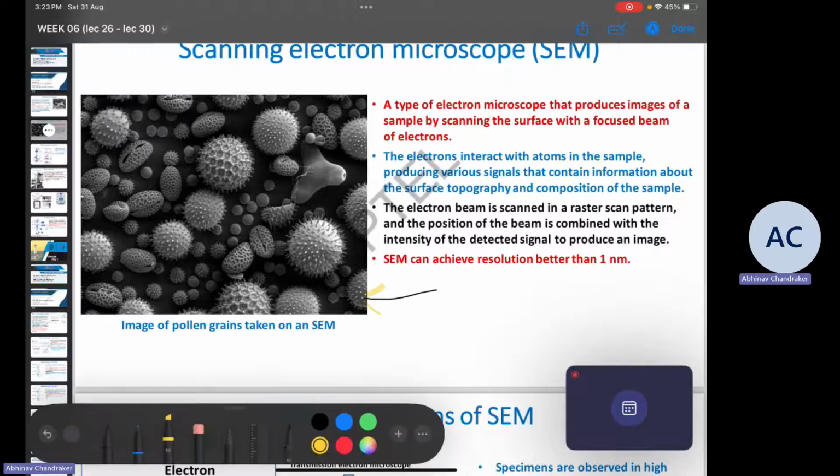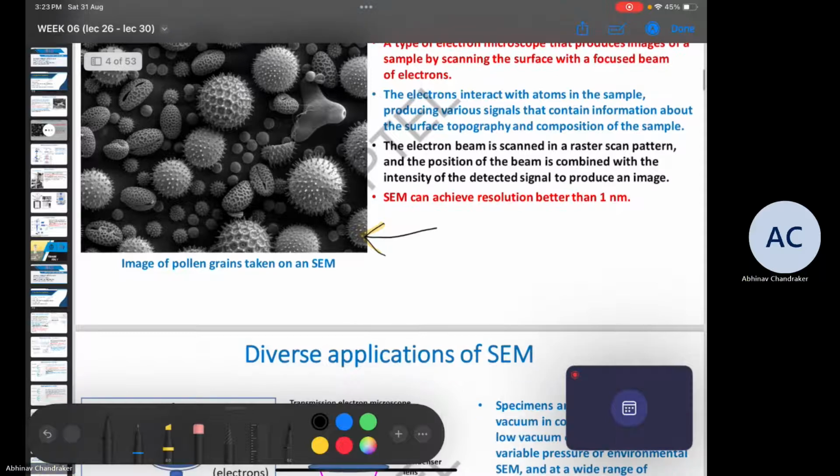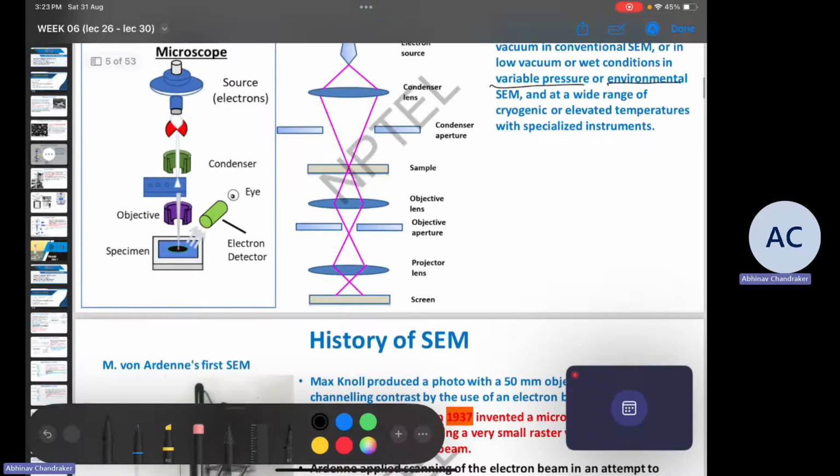For example, here we can see one of the examples of how SEM images look. This is for pollen grain. We can see that the surface of these grains is very much visible. The curvature and the protrusions are all very clear in this image. So from this you can tell that the depth of field is very high for SEMs. Also, we have something called environmental SEM and variable pressure SEM, which are some variants of the SEM for viewing special samples.